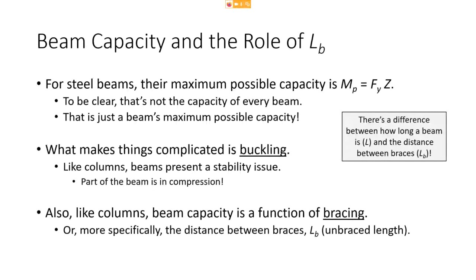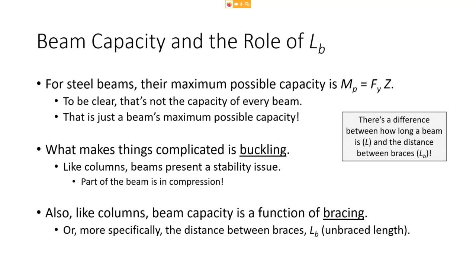Beams have a very specific way that they buckle. They buckle in a way where they actually sort of kick out and twist. It's called lateral torsional buckling. We'll talk about lateral torsional buckling later. I'm not really concerned so much about defining that now. All I want you to understand right now is that beams do want to buckle. And also, like columns, beam capacity is a function of its bracing, of the braces that frame into it.